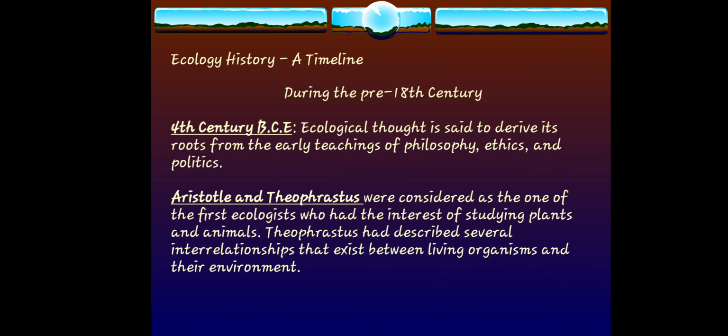Next, on the ecology history or timeline. During the pre-18th century, from the 4th century BCE, ecological thought is said to derive its roots from the early teaching of philosophy, ethics, and politics. That involves the persons who are very well known in the field of science, which are Aristotle and Theophrastus. Both were considered as among the first ecologists who had an interest in studying plants and animals. Theophrastus described several interrelationships that exist between living organisms and their environment.